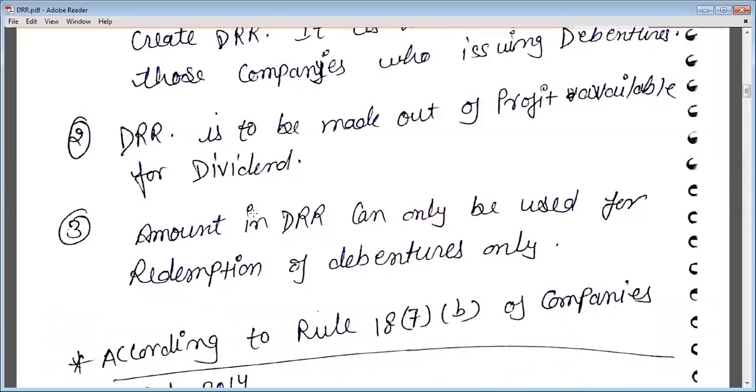Now, the amount in DRR can only be used for redemption of debenture. The amount which is transferred in the DRR account can only be used for redemption of debenture. This amount cannot be used for any other purpose. Okay, now let's move on.